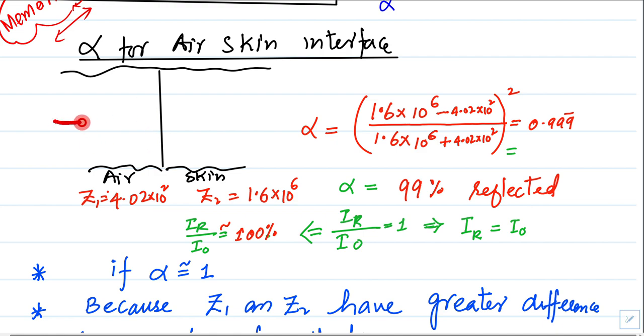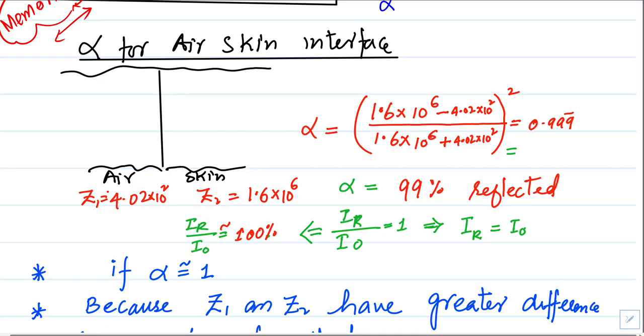When the ultrasound is incident from air to the soft tissues, to the skin, it is air to skin. The Z for air is 4.02 into 10 to the power 2. That will also be given to you in the data. It is your Z of medium 1. And what about the Z of medium 2? It is 1.6 into 10 to the power 6. It's actually the coefficient of reflection, Z being the acoustic impedance of the second medium.